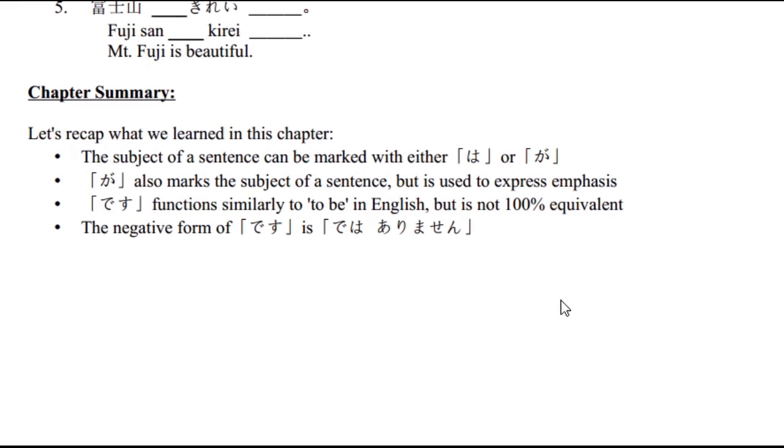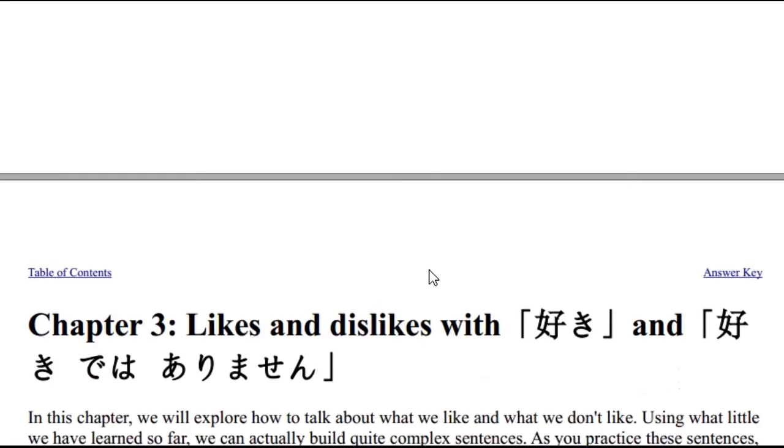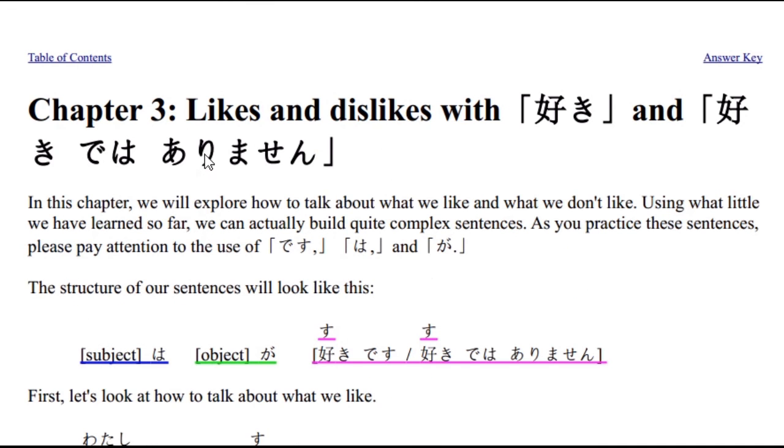Very easy. All right, and next time we're going to look at chapter 3, and we're going to learn how to talk about our likes and dislikes with suki and suki de wa arimasen. So, very, very useful lesson. Be sure to check that one out, and we'll see you next time.